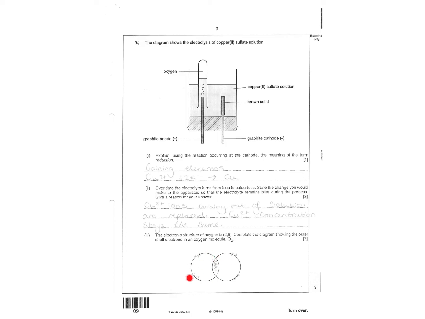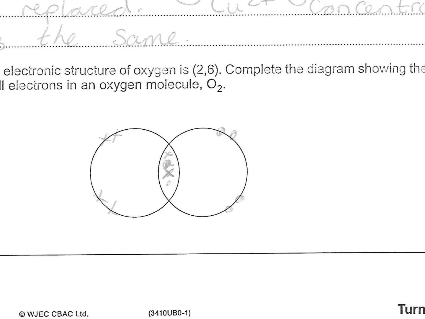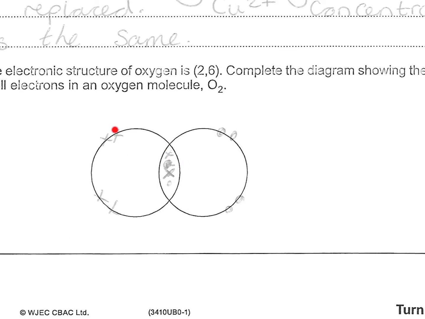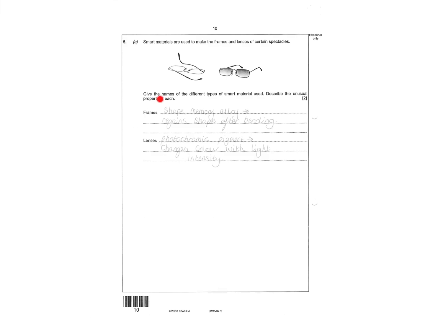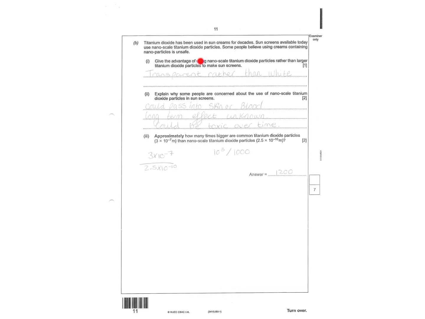And then this is a double bond, so you can see that there are 4 electrons in the middle sharing, and then the other 4 that are already paired up in the 2 oxygen molecules. Give the name of the different types of material used and describe their unusual properties. The frames have got shape memory alloys in them. Alloys because they're metals, they regain shape after bending. The lenses have got photochromic pigment in them, which changes colour with light intensity. Give an advantage of using nano titanium dioxide rather than larger particles: they're transparent rather than white.